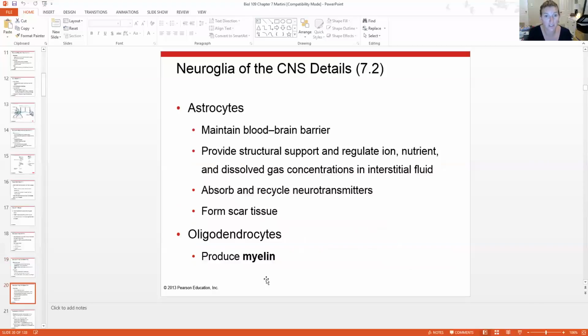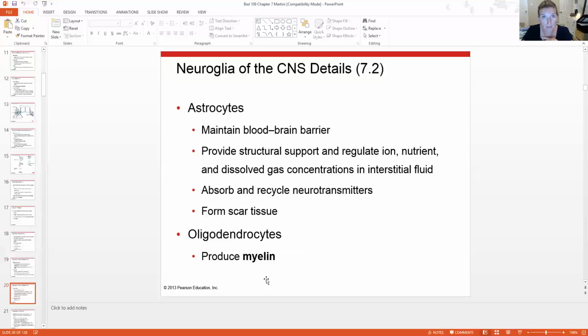Then you have astrocytes. Astrocytes are little star-shaped cells that interlock. They maintain what we call the blood-brain barrier. This is why the nervous tissue in our brain and spinal cord is actually isolated from our blood. It's just the cerebrospinal fluid that surrounds our brain and spinal cord. That barrier is maintained by astrocytes. They provide support for ion and nutrient exchange between the interstitial fluid in the blood and the CSF. They also reabsorb and recycle any neurotransmitters and form scar tissue.